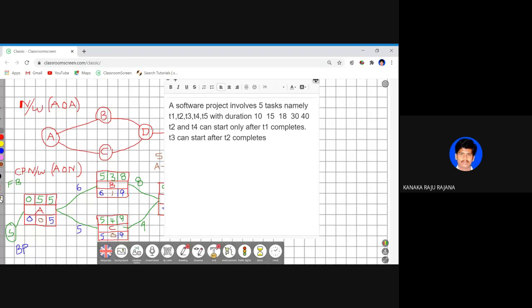Okay, T5 can start only after T3, T4 completes. T5 can start only after T3, T4 completes. Okay. Now the question is, what is the slack time of task T3?